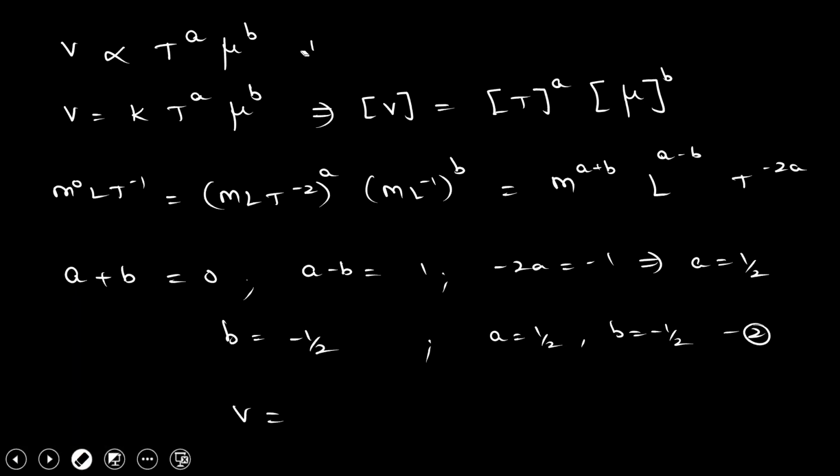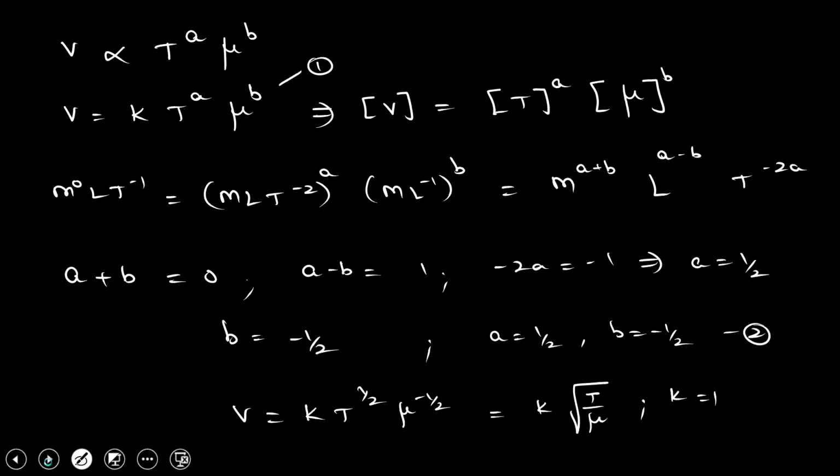Okay, I'll take this as. So what will I get the value of B as? I'll get it as K into T power half into mu power minus half. So it will be K into root of T divided by mu, and experimentally it was observed that the value of K is equal to 1. Okay. So experimentally the value of K is observed to be equal to 1.